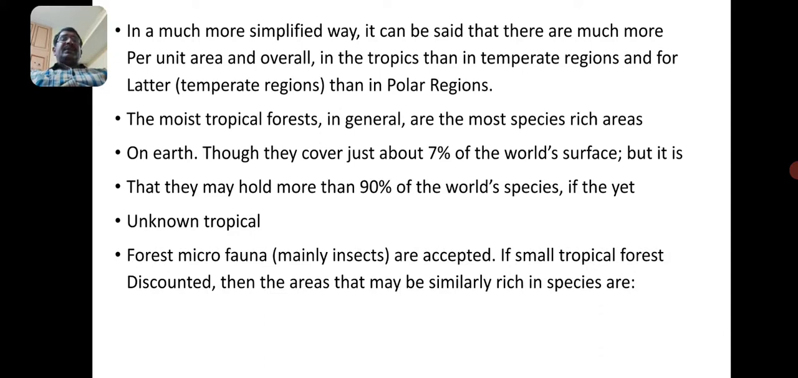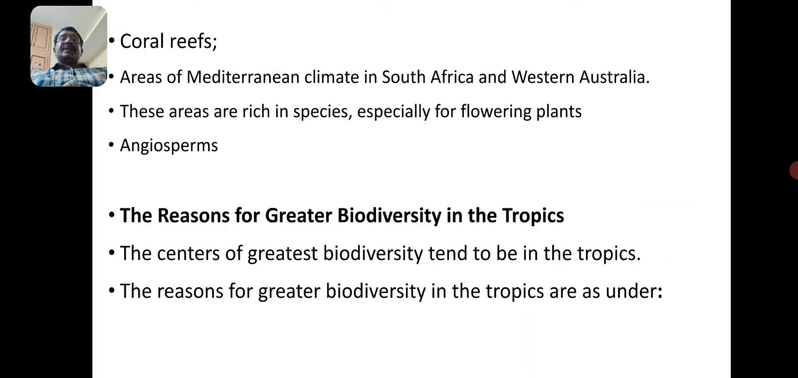Moist tropical forests are in general the most species-rich areas on earth. They cover just 7% of the world's surface, but can hold 90% of the world's species if we add the unknown tropical forest microfauna. Other areas similarly rich in species are coral reefs and Mediterranean-climate regions, such as South Africa and Western Australia, especially rich in flowering plants and angiosperms.